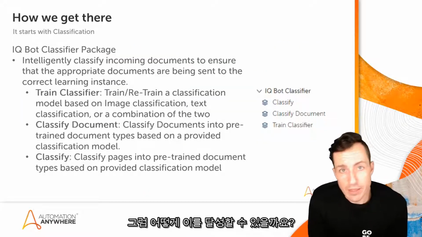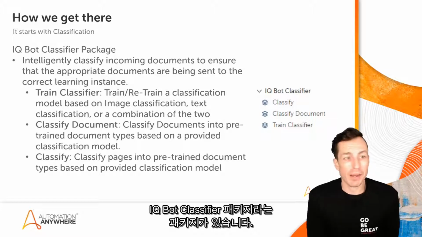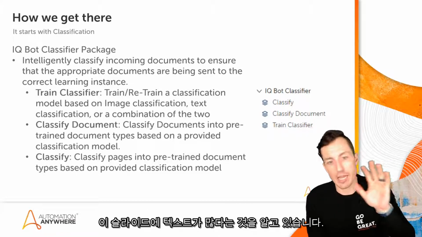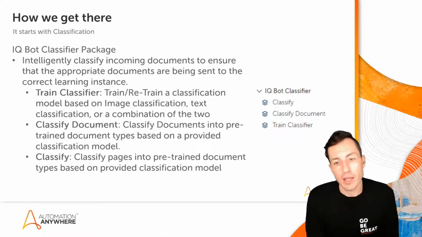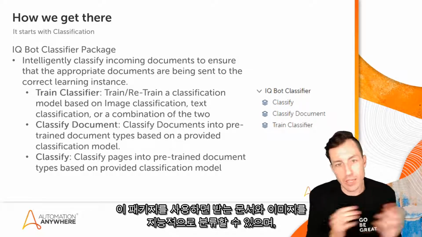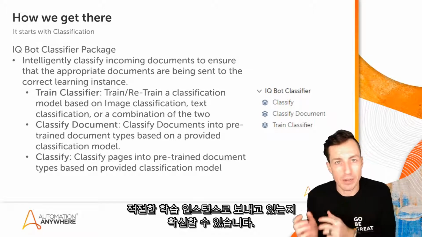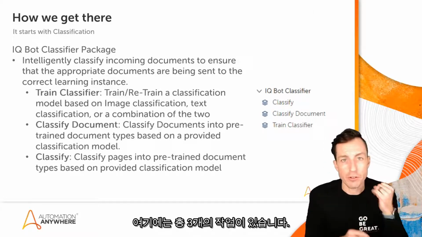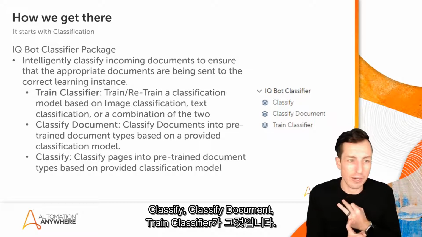So how do we get there? There is a package that is called the IQBot Classifier package. I know this slide is kind of text heavy. It's mainly for reference. I'm not just going to read it to you, but this package enables me to intelligently classify incoming documents and images and make sure that I'm sending them to the appropriate learning instance. So there's 3 total actions: classify, classify document, and train classifier.